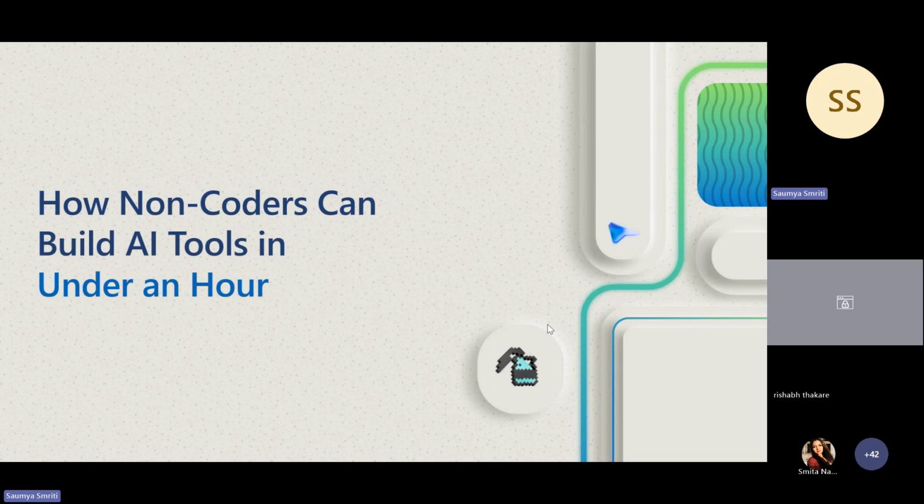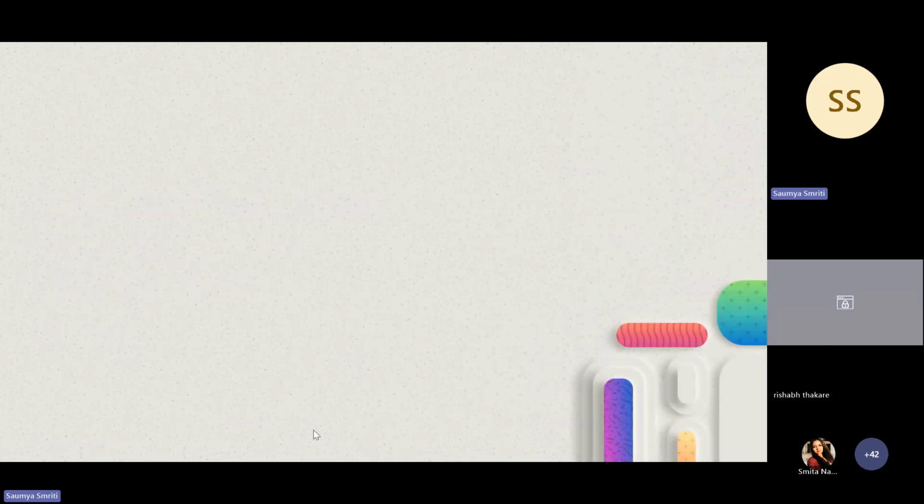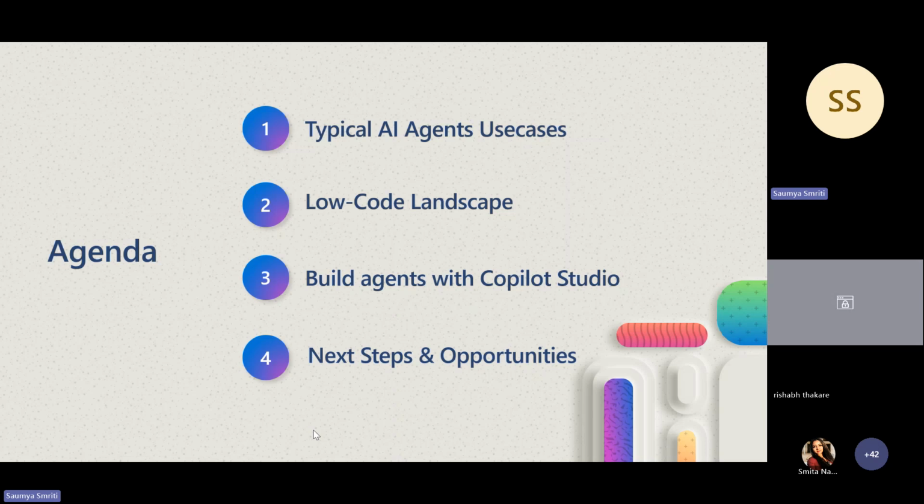Hi, everyone. Good evening. I'm really happy to see so many people show up on a festive day, and it's a beautiful occasion to gather. Today, we'll be talking about how non-coders can build AI tools in an hour, or in half an hour. Since we have only 30 minutes, I will keep the information a little shorter and we'll focus more on the actual development.